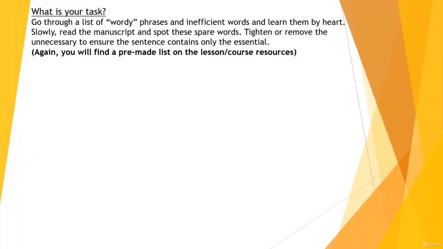What is your task? Go through a list of wordy phrases and inefficient words and learn them by heart. Slowly read the manuscript and spot these pair words. Tighten or remove the unnecessary to ensure the sentence contains only the essential. Again, you will find a pre-made list on the lesson or course resources.